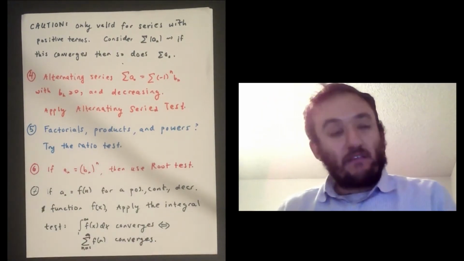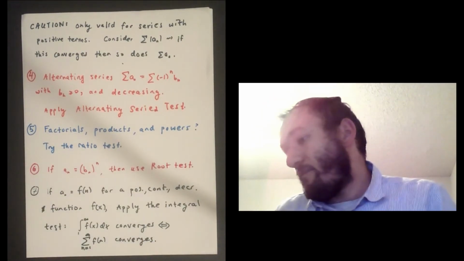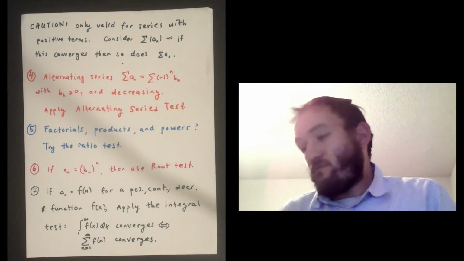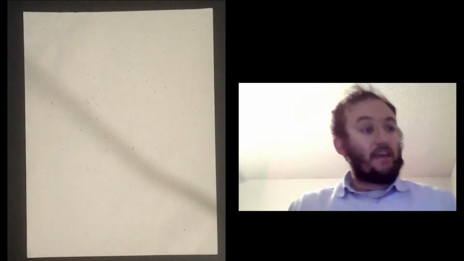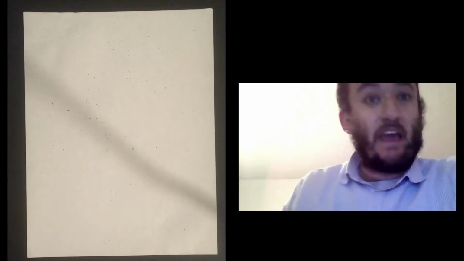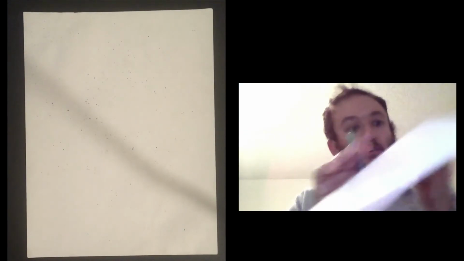Okay, so that's the rundown of our strategies. We've had a lot of practice with them over the chapter, so let's take some examples and see how the strategies work together.